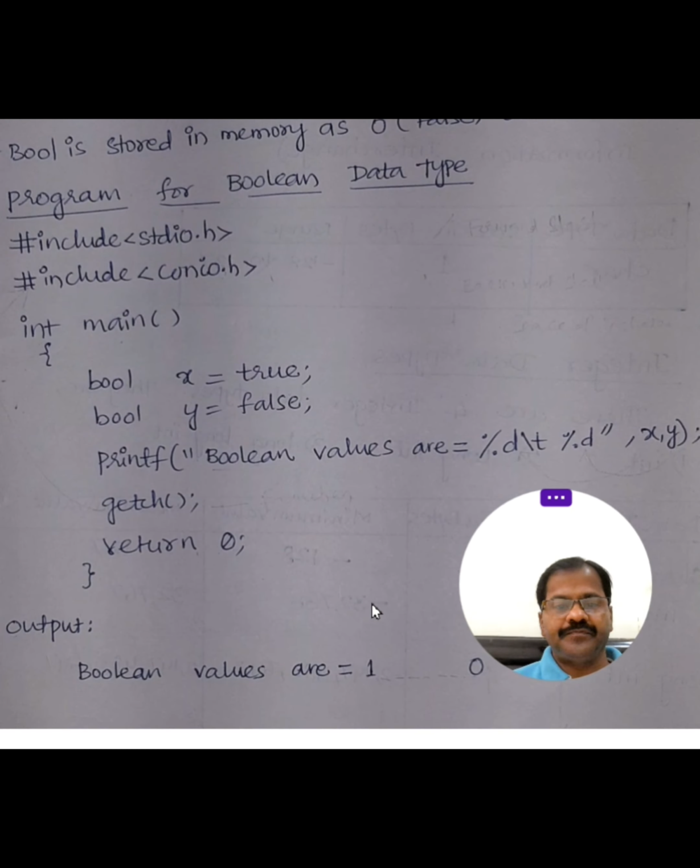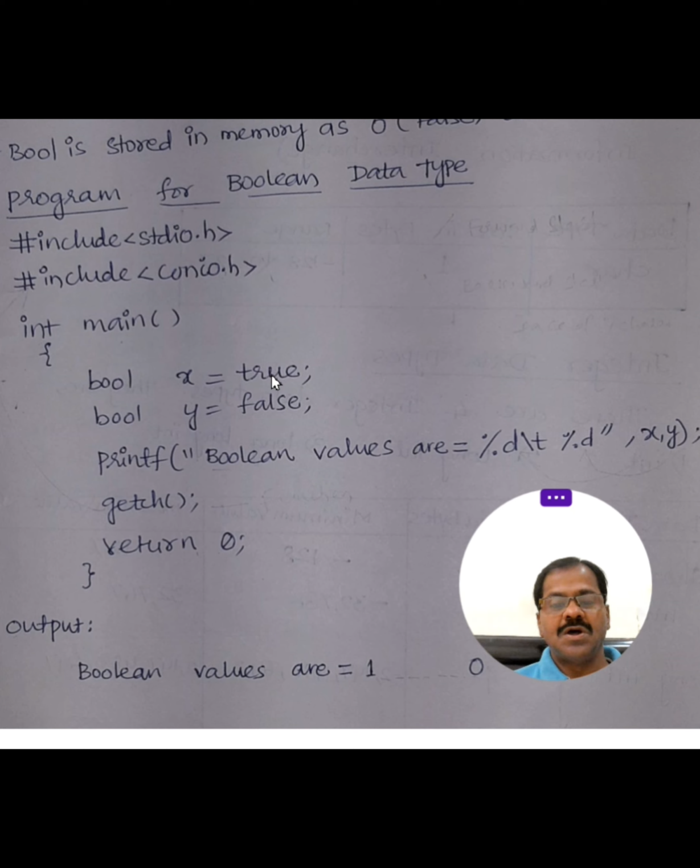Next, the boolean program. You see here hash include stdio.h. This hash is called a preprocessor directive. By using this we can use standard functions: in stdio.h, printf and scanf; in conio.h, the console input output header file, we have clear screen and getch functions. If we want to work with bool, we have to write hash include stdbool.h. The stdbool.h header file is used for these bool variables.